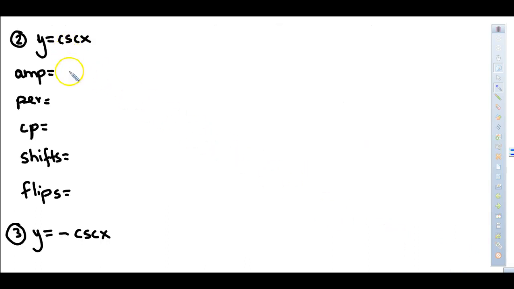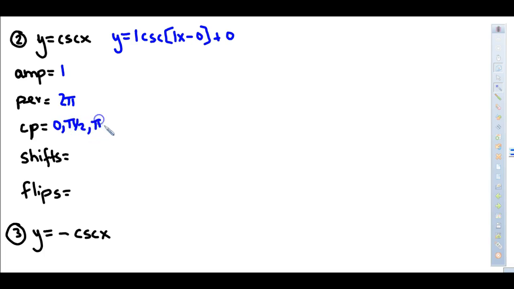All right, so let's see what we've got going on here. Amplitude is 1, because remember, you can write this as y equals 1 cosecant of 1x minus 0 plus 0. So A is 1, and amplitude is the absolute value of A, and the period is 2 pi divided by the absolute value of B. Here B is 1, so that's just 2 pi. Remember what you've practiced so far: if your period is 2 pi, your critical points are always the quadrant angles. That'll save you a little bit of time if you remember that. And of course, for the parent function there will be no shifts, no flips.